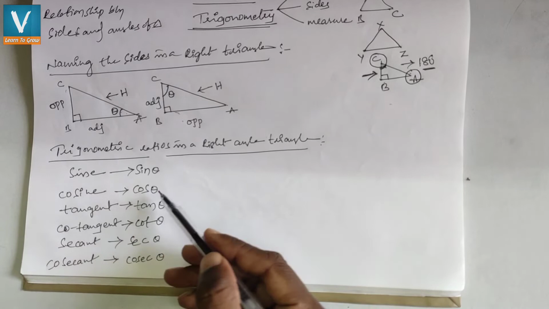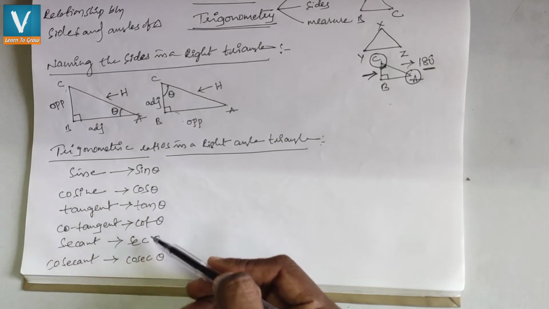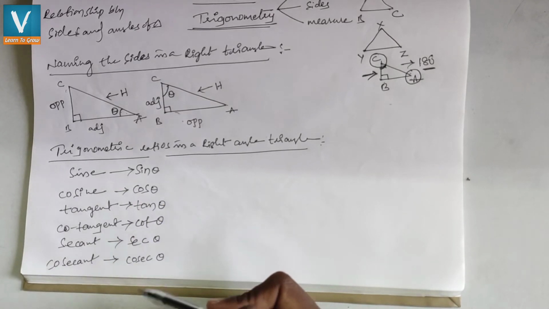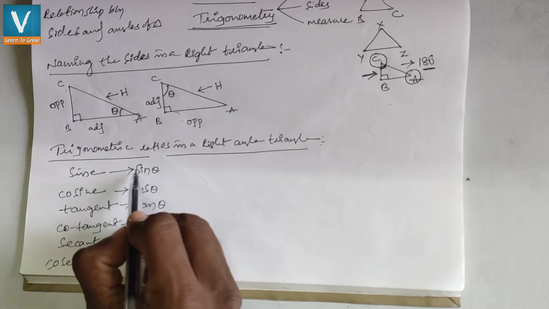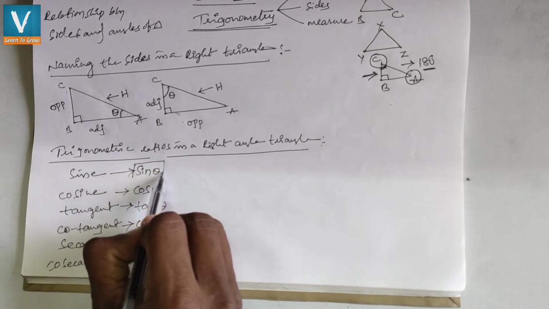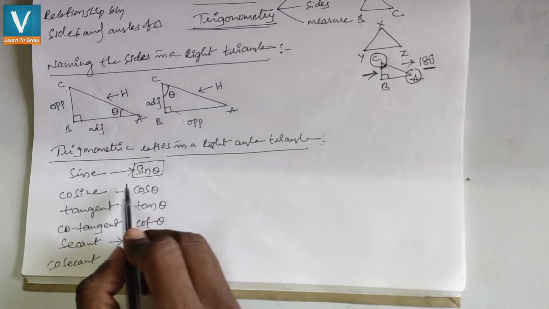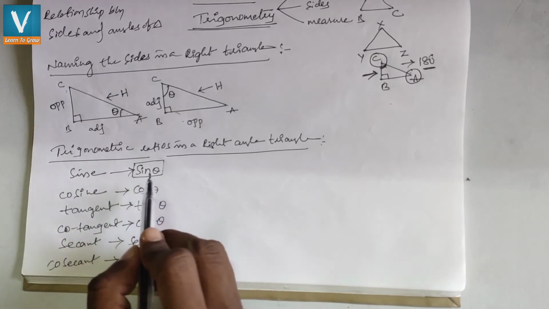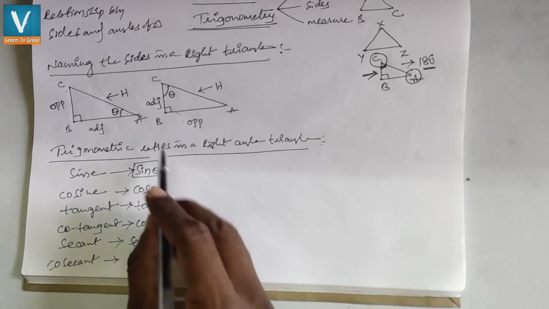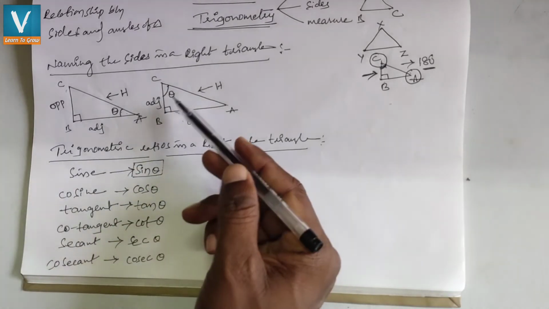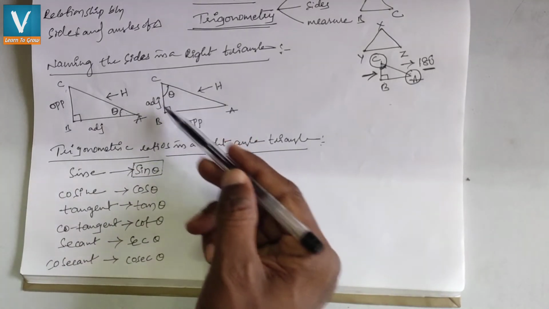Okay. So sin theta, cos theta, tan theta, cot theta, sec theta, and cosecant theta. We had remembered one thing: sin theta is only a single term. Sin and theta are not separate terms. Sin theta indicates a single term in total. Now we'll see what sin theta indicates about this triangle. What sides indicate sine?